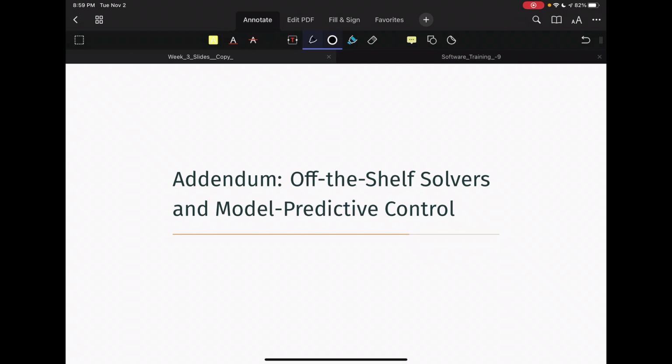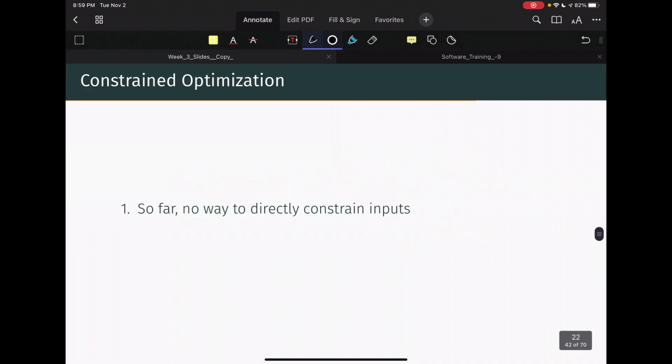Hello everyone, and today we're going to be talking about an addendum. We're going to be looking at off-the-shelf solvers and model predictive control. We're still solving the same control problem that we were talking about earlier, but now we can use different nonlinear optimizers to solve for things with nonlinear dynamics, as well as with control constraints. So that's the one thing we talked about.